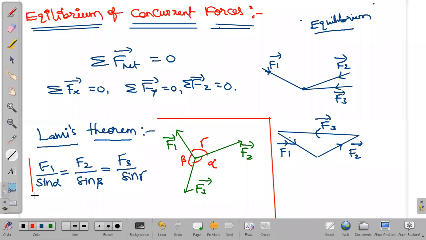With this, the concurrent forces concept is completed. We will use it in one experiment as well as in problems. It is important. With this, the Newton's second law topic is almost completed, and we will go with Newton's third law.